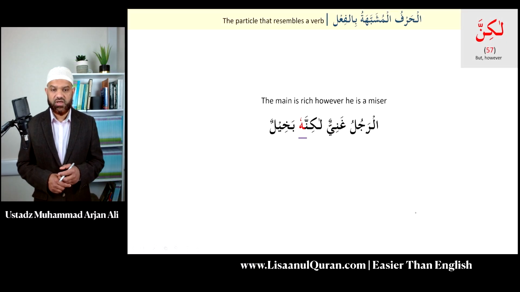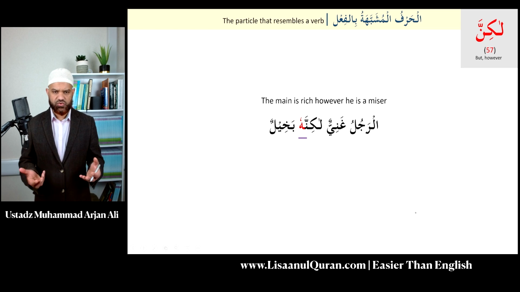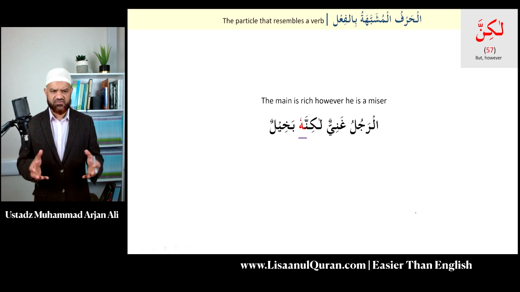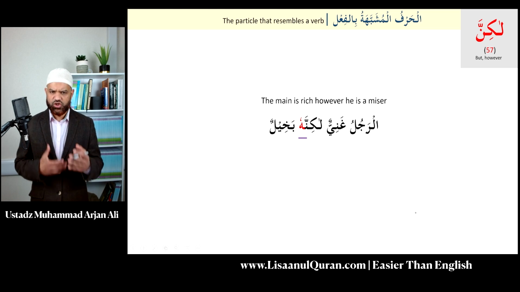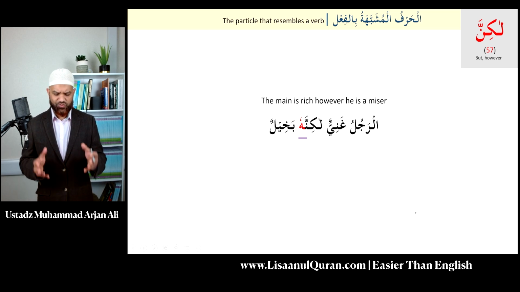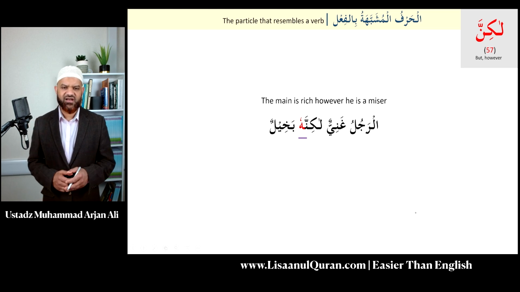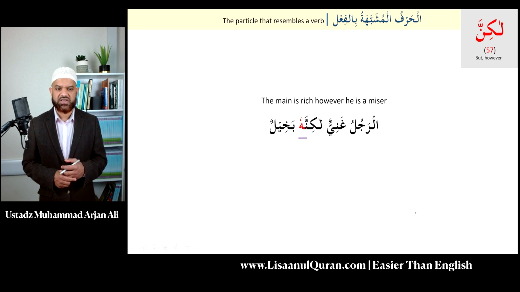Lakinna is used in the Quran 57 times. It usually means but, or however. We've also, inshallah ta'ala, seen similar words before, but this is the harf of nasab. Again, very, very simple, exactly the same before. This time I've attached a pronoun just to show you various examples. What I want to say in Arabic, the man is rich, meaning he has a lot of money. However, he is a miser. He doesn't like spending his money and so on. He's not a generous person, even though he's wealthy. So this is the way we express that in Arabic.